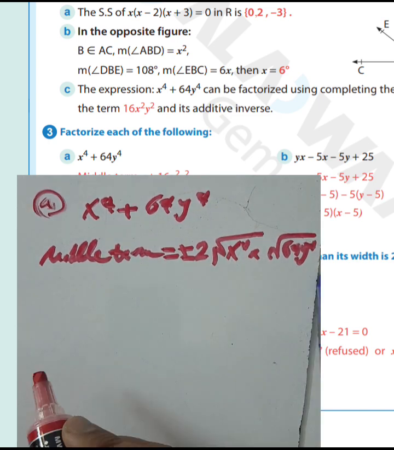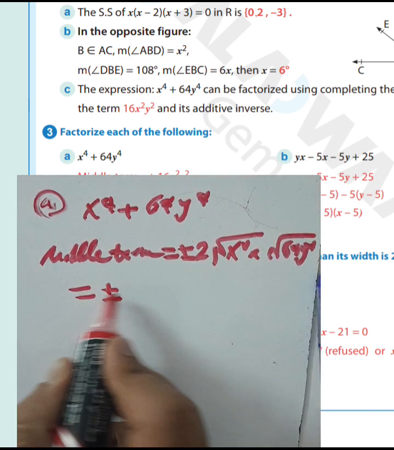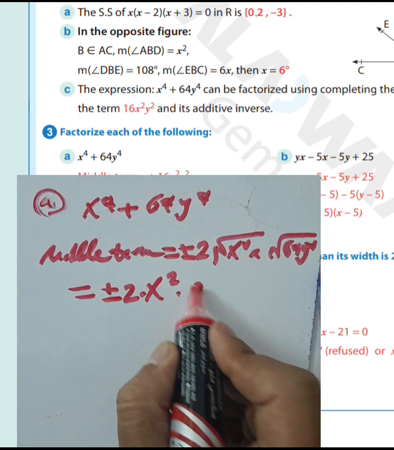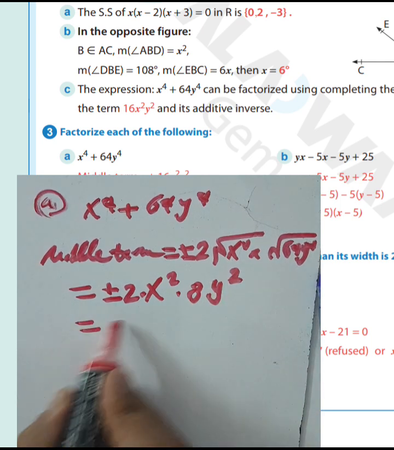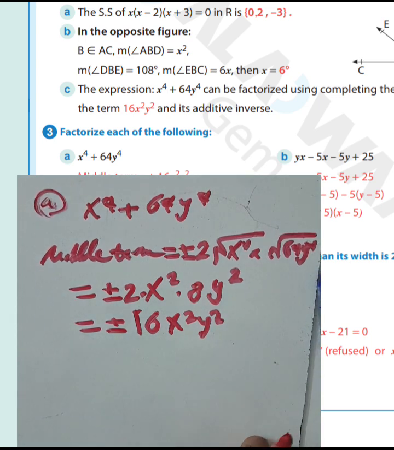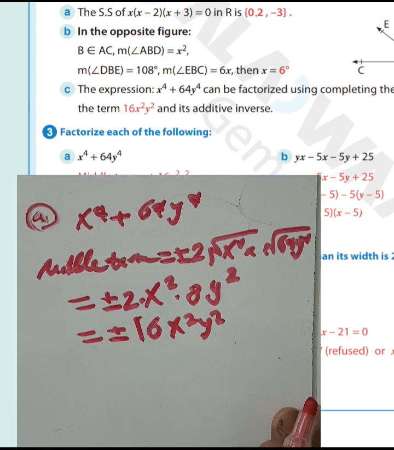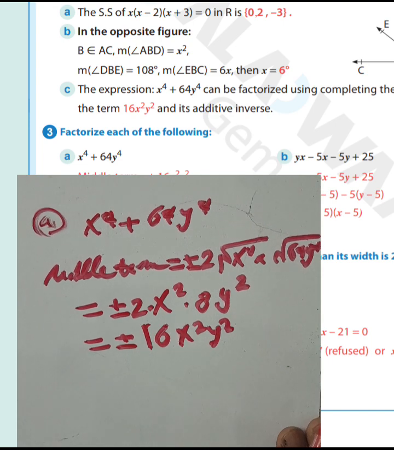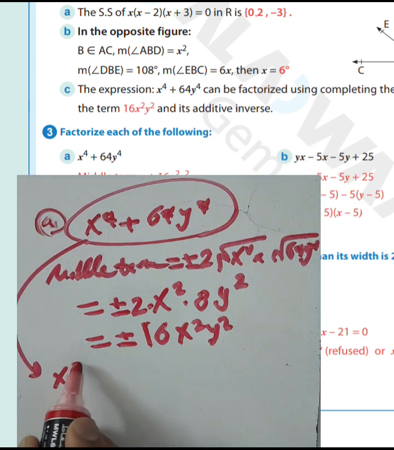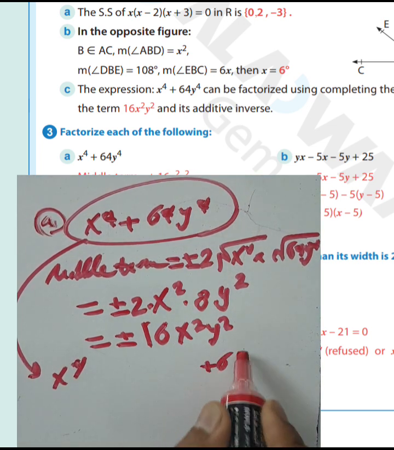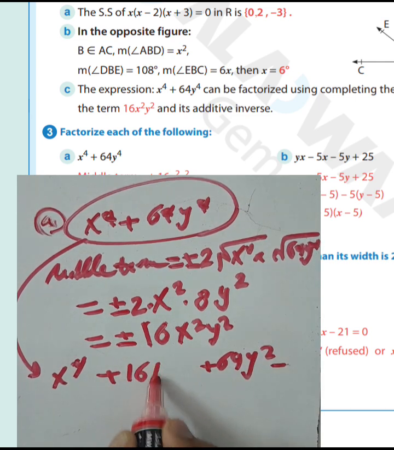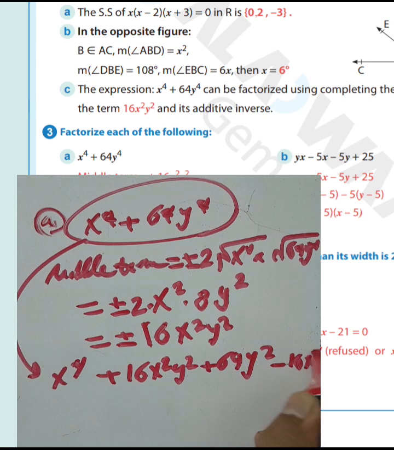Then the result here is positive or negative 2, the square root of x power 4 is x power 2, and here it will be 8y power 2. 2 times 8 equals 16, 16x power 2 y power 2. And then we can add and subtract this from the expression. Write x power 4 and 64y power 4, write positive and here negative 16x power 2 y power 2.